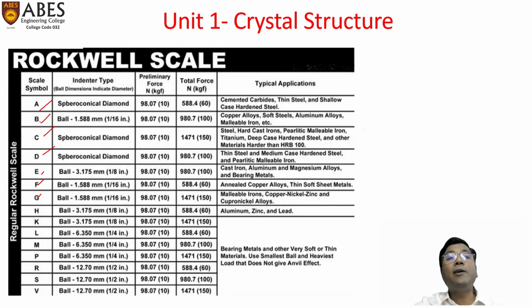Here we can see the indenter type is either a sphero-conical diamond or a ball of 1/16 inch, then diamond, sphero-conical diamond, or a ball of 1/8 inch, with various loads in kgf. The initial load or minor load would be 10 kgf for all the scales, and the major load would be either 60, 100, or 150 kgf. The typical applications are also mentioned, which you can have a look at to get a grip of things.